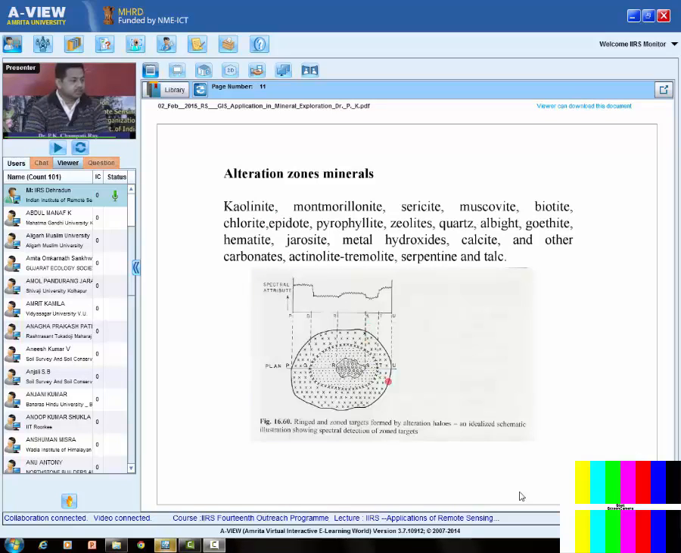And this is one example where the alteration zone minerals, something like kaolinite, montmorillonite, sericite, muscovite, biotite, chlorite, and so on. There are several minerals which occur in different zones, and each of these zones is characterized by a certain set of minerals. Now, this set of minerals we may see on a multispectral image. Looking at the spectral response of each point, we can find out what type of mineral is dominating, and the most suitable technique is the hyperspectral image analysis, which will take the data in discrete spectral bands and tell us what type of mineral is dominant. And looking at one or two minerals, we will say what zone this is.